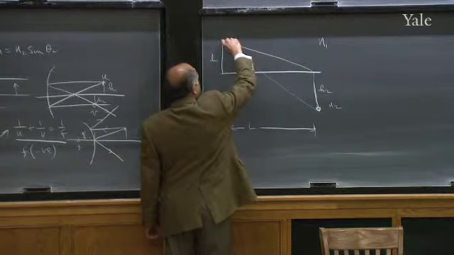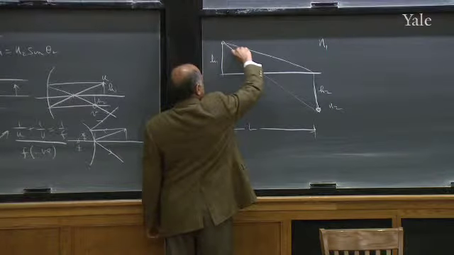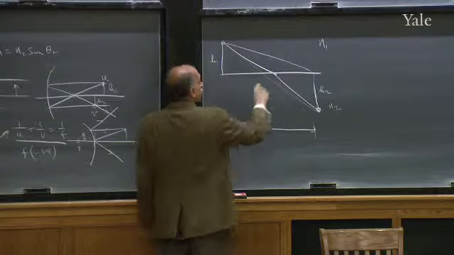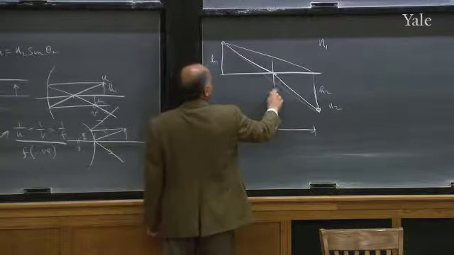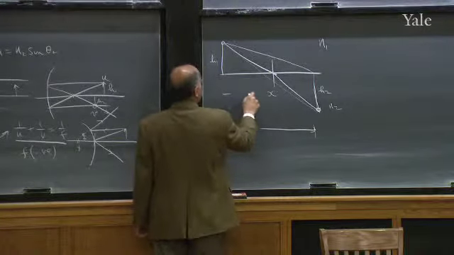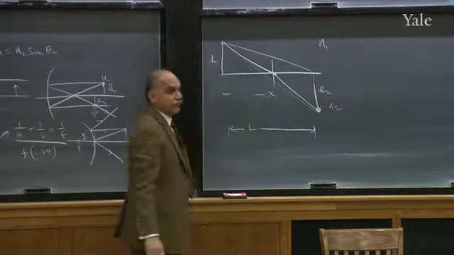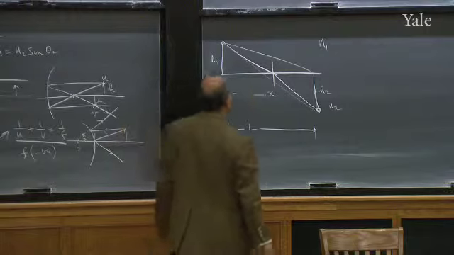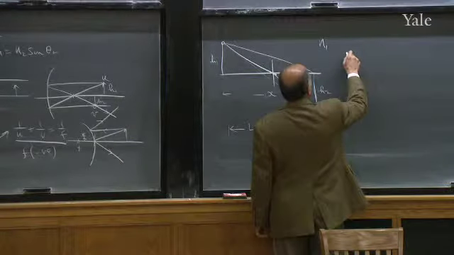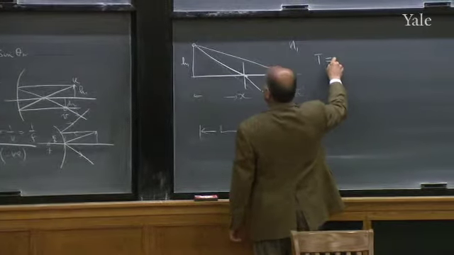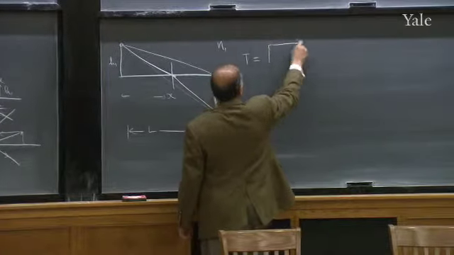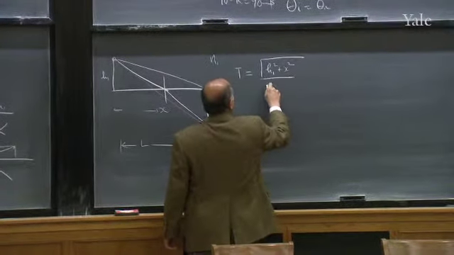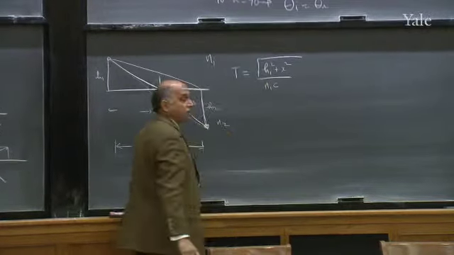So once again, let's assume that we do that. And let this be at a distance x from the left. Now what do you want to minimize? Again, you want to minimize the travel time, t. That's going to be square root of h1 square plus x square divided by n1c. That's the only subtlety.